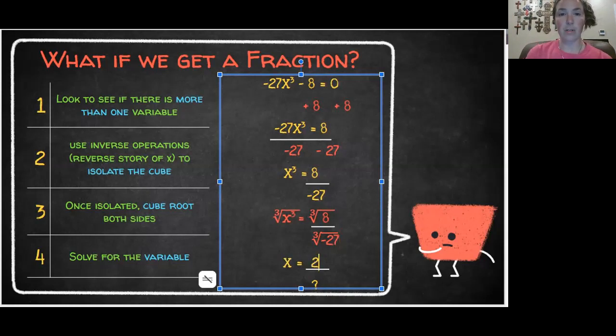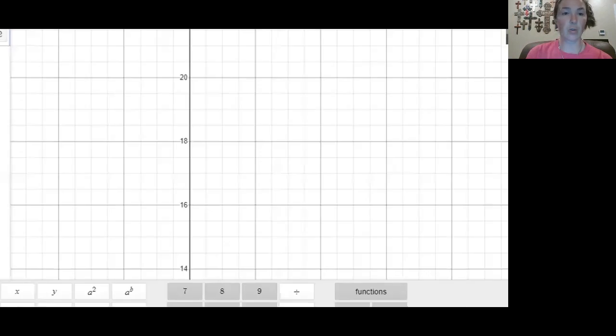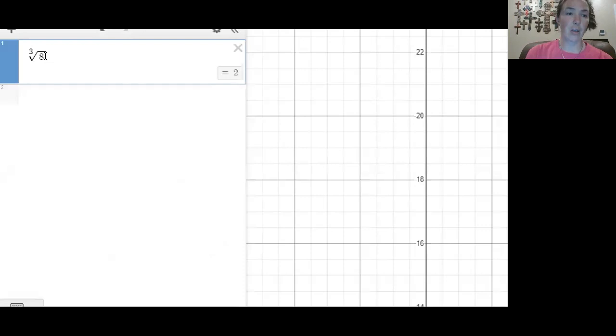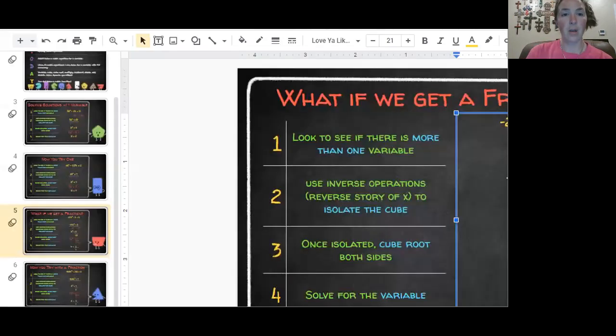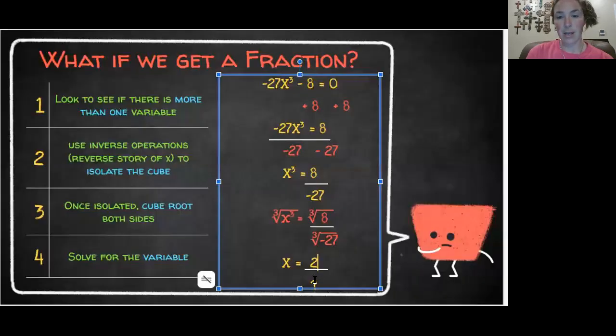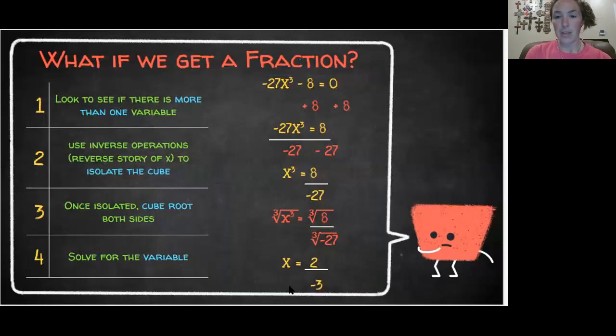Let's go back over to Desmos and see what it says about the cube root of negative 27. So again, I already have that cube root there. So let's go back under here and put in negative 27. Notice it tells me negative 3. So we're going to go back over to our slides and we would put this in as negative 3. So my solution here is actually x equals 2/3, negative 2/3.